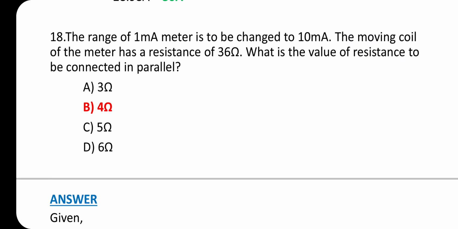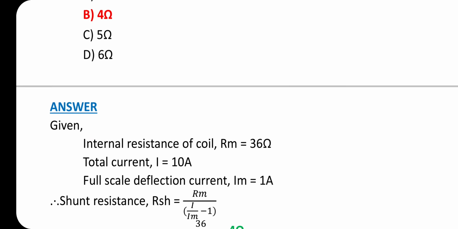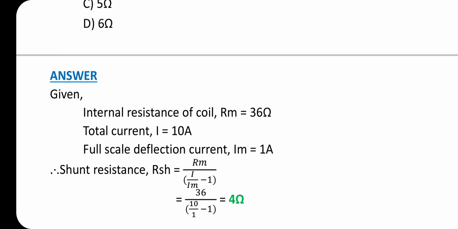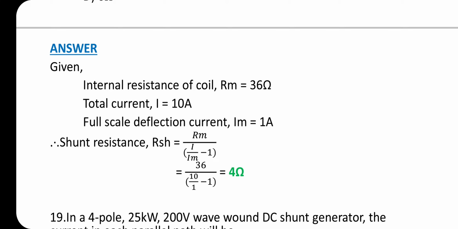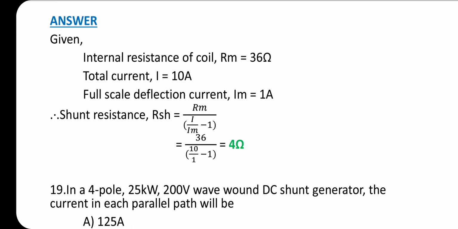Question number 18. The range of 1 milliampere meter is to be changed to 10 milliampere. The moving coil of the meter has a resistance of 36 ohm. What is the value of resistance to be connected in parallel? Answer is option B, 4 ohm. Given internal resistance of coil Rm equal to 36 ohm, total current I equal to 10 milliampere, full scale deflection current Im equal to 1 milliampere. Therefore, shunt resistance RSH equal to Rm divided by I by Im minus 1. Substituting the values, we get shunt resistance RSH equal to 4 ohm.